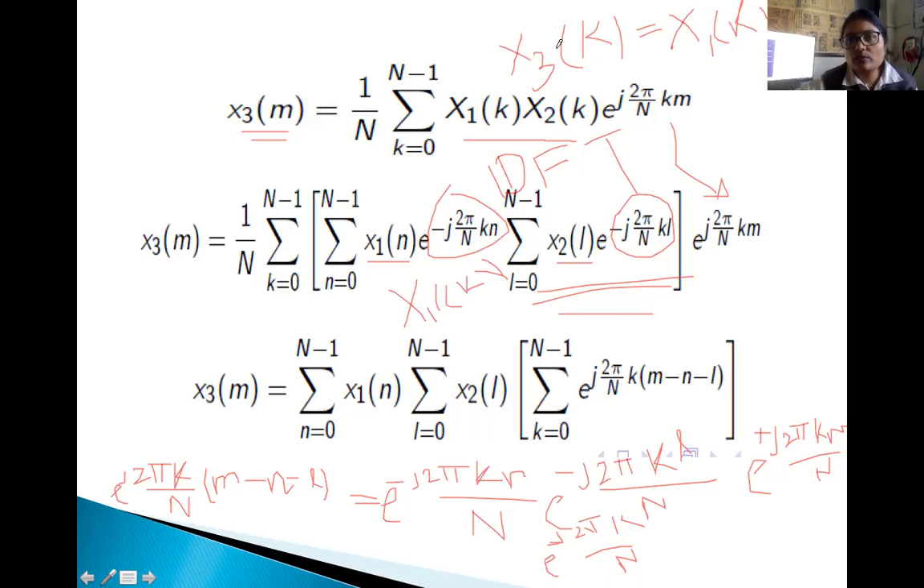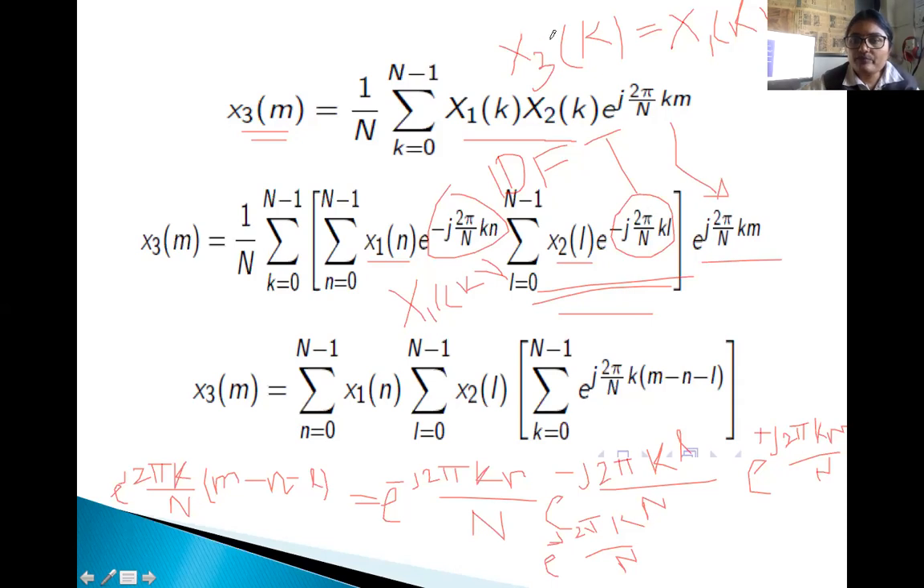So this exponent part is nothing but e raised to कोणते राहिले? e raised to minus j 2 pi k n divided by capital N. पहिल्या bracket मध्ये. In the second bracket, what is the term remaining? This is e raised to minus j 2 pi k l divided by capital N. This term is from the second bracket, and the third term, which is outside of this, is e raised to j 2 pi k m divided by capital N.